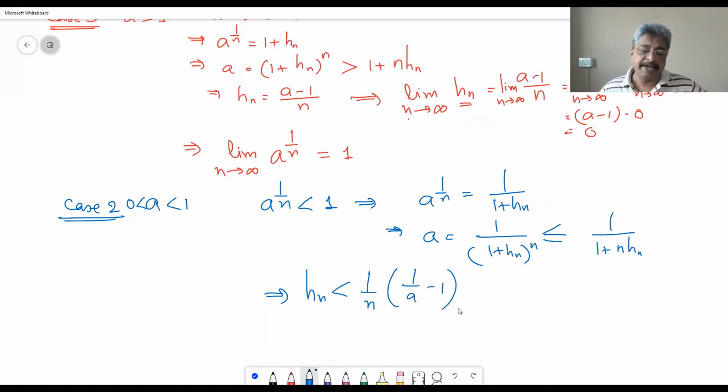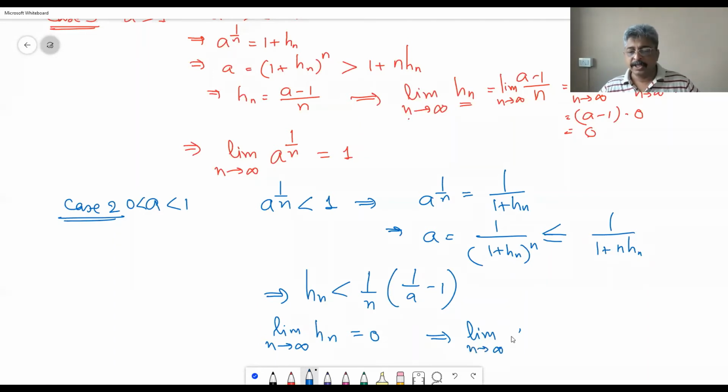Now if we take the limit of hn as n tends to infinity, because this is another constant, this is again 1 upon n, therefore this will be equal to 0, and hence again we prove that if a is less than 1 and greater than 0, still we get limit n tends to infinity a raised to 1 upon n is equal to 1.